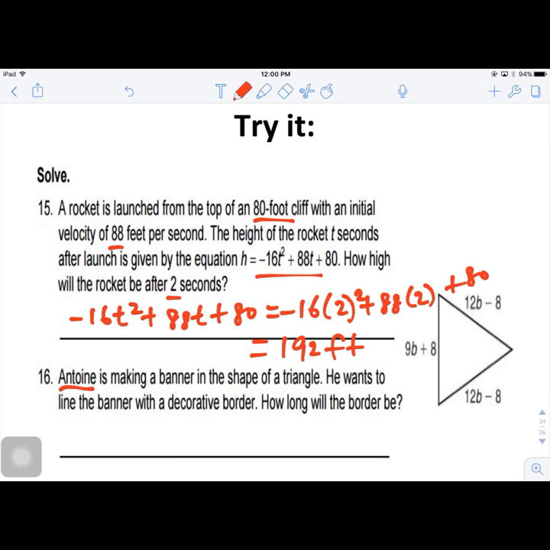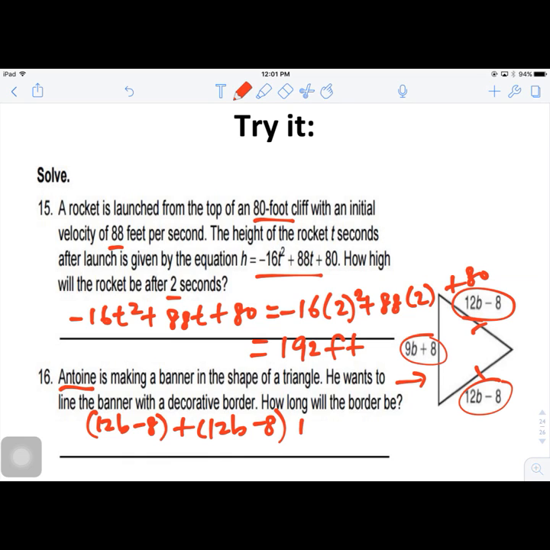Number 16, Anton is making a banner in the shape of a triangle. He wants to line the banner with a decorative border. How long will the border be? So we are actually talking about the perimeter of this triangle that is over here on the right hand side. So if we want to find a perimeter, we would have to add up all of the sides. So we're going to start with 12b minus 8 plus 12b minus 8 again. Looks like this is an isosceles triangle. And then 9b plus 8 is the third side.